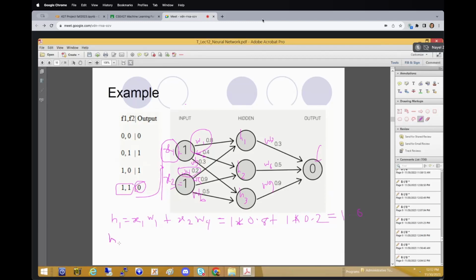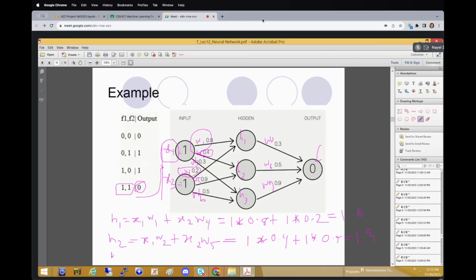Similarly, we find H2, which is x1 times W2 plus x2 times W5. Here x1 is 1 and W2 is 0.4, plus x2 is 1 times W5, which is 0.9. So 0.9 and 0.4 gives 1.3.